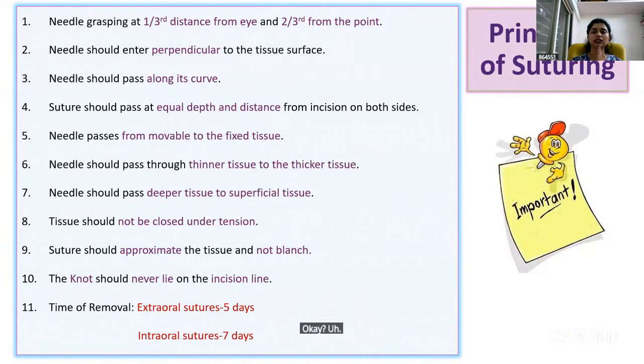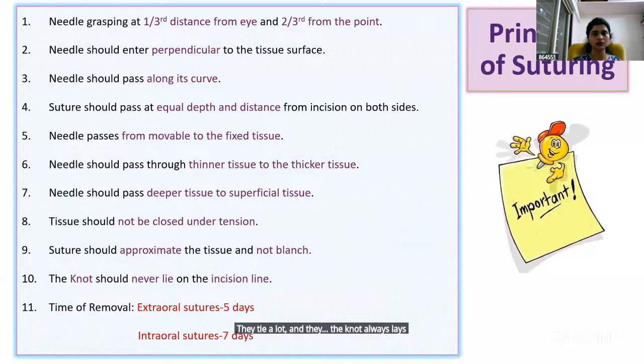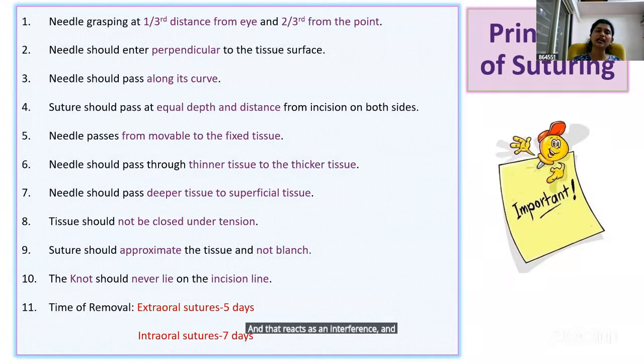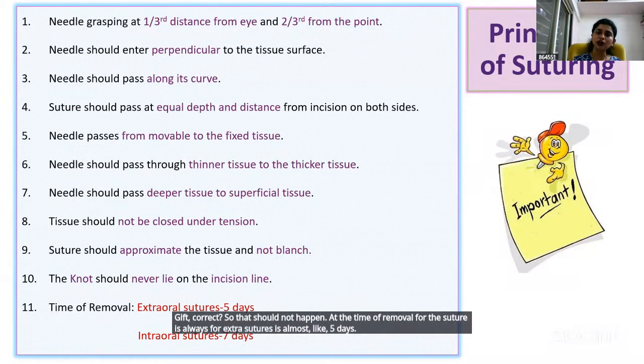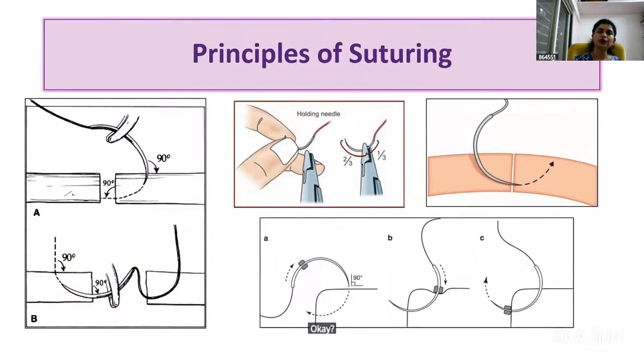The knot should never lie on the incision line. I have seen most of the students, they tie a knot and the knot always lies on the incision line. That should not happen because if the knot lies on the incision line, what will happen? It will interfere with the epithelialization of the wound that is happening, right? And that will act as an interference. And then in that area, the suture can remain gaped, correct? So that should not happen. And the time of removal for the suture is always, for extraoral sutures, almost 5 days. But for intraoral sutures, because it requires a little more time for healing, it is around 7 days. Okay, so now here in the schematic pictures, whatever points I explained in the principles of suturing have been explained.